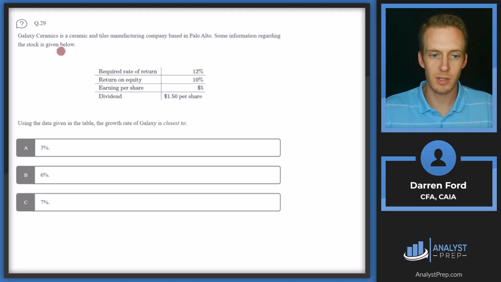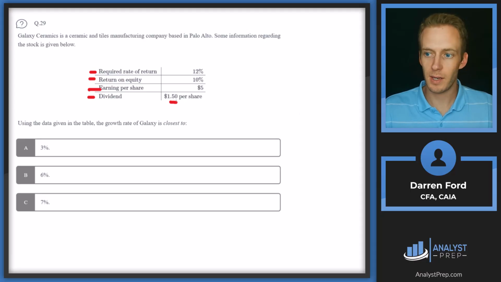Question 29. Galaxy Ceramics is a ceramic and tiles manufacturing company based in Palo Alto. Some information regarding the stock is given below. So we've got required rate of return, return on equity, earnings per share, and dividend per share. Using the data given in the table, the growth rate of Galaxy is closest to 3, 6, or 7%.